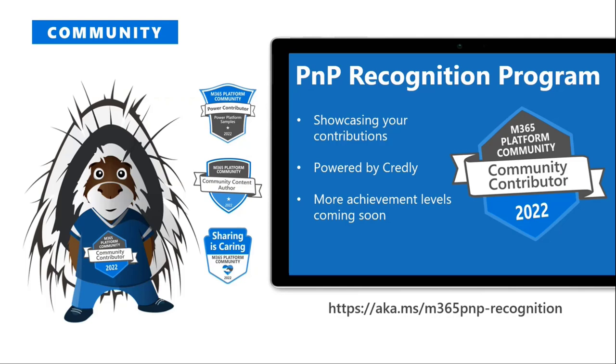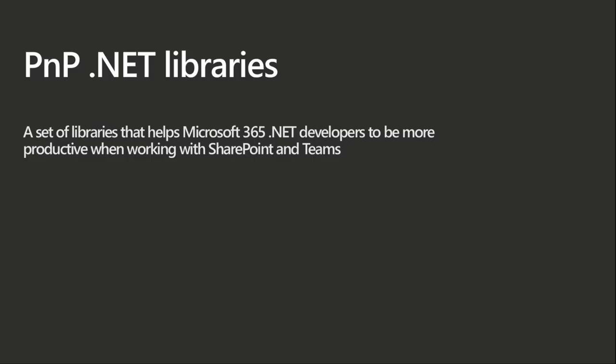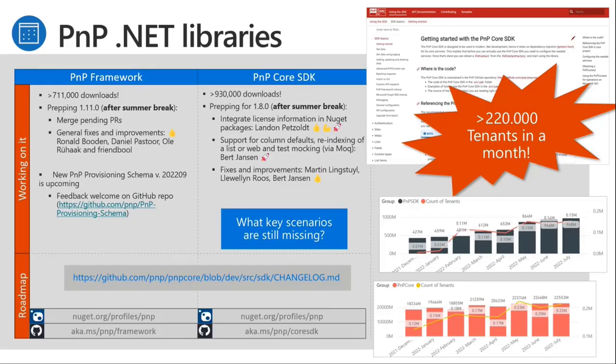Again, no cost at all. We cover the cost. We do need you to opt in, though, just once. So you can do that at aka.ms/m365pnp-recognition. All right, let's talk about some of our programs. We're going to move into PnP .NET libraries, and I think Paolo is going to cover that for us.